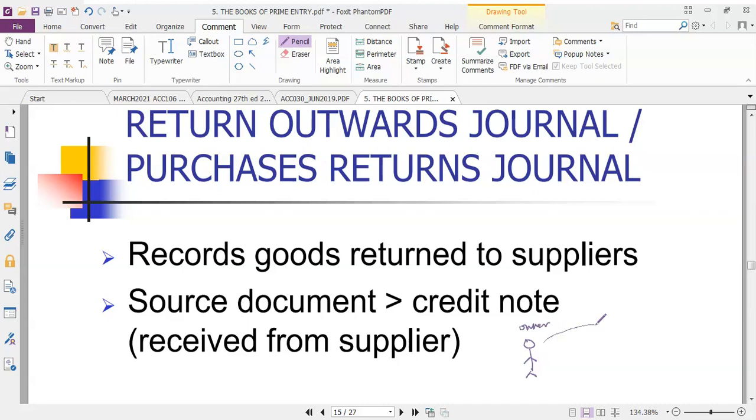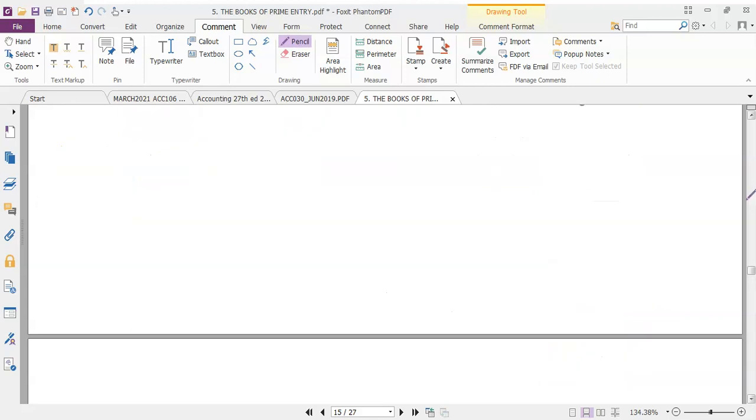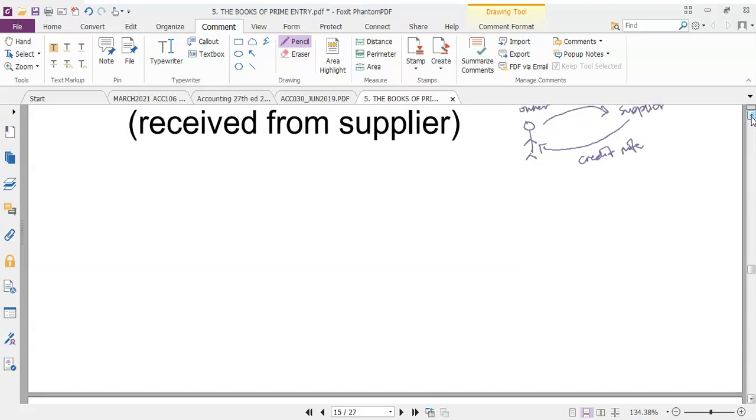Owner, pulangkan kepada supplier. Okay. Owner return back to the supplier. It means that return outward. Okay. Means that the product will return back to the supplier, and then supplier will give owner credit note. Okay. So that our account payable of the supplier is reduced.